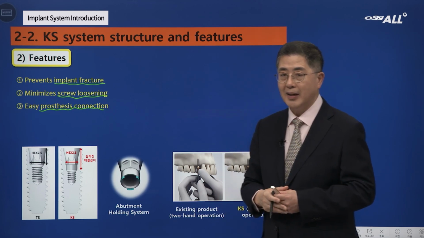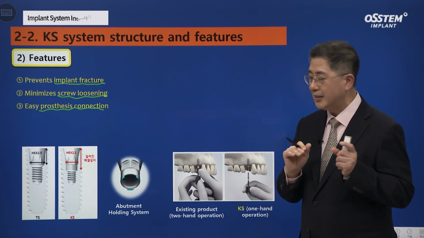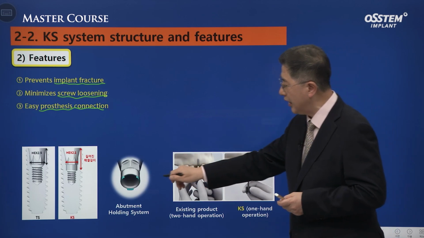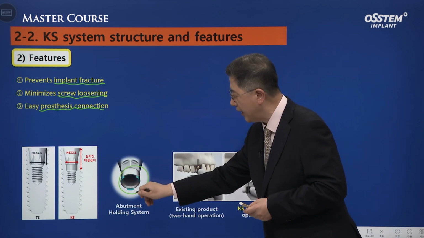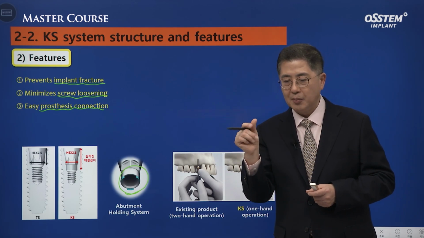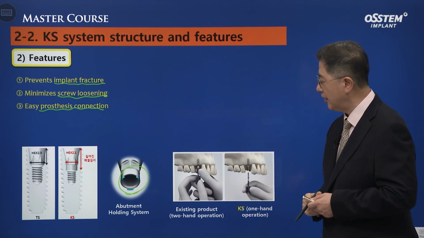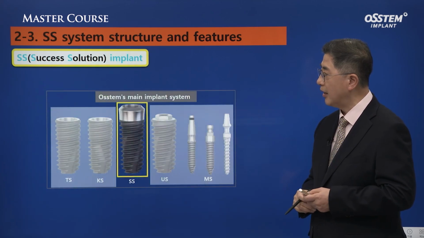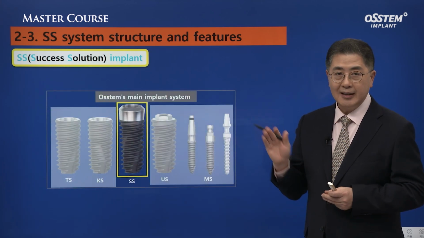The connection area is similar to TS, so you cannot really tell the difference. The advantage in using KS is that it has unique bumps at the abutment space, allowing for one-handed management while adjusting the prosthesis, significantly enhancing the system's usability.